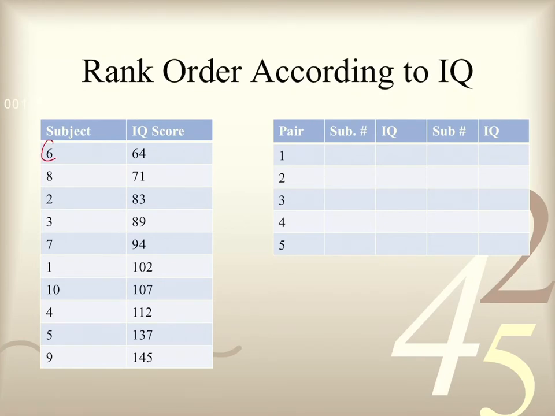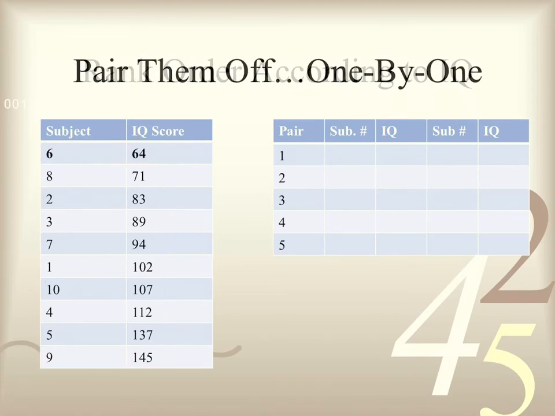So now participant number 6 here has the lowest IQ. Participant number 9 has the highest IQ. So we rank order them from lowest to highest IQ. And now the next thing that we want to do is pair them off one by one. So we take these first two people here and they're going to form a pair. Which one is going to go in group 1 versus group 2?